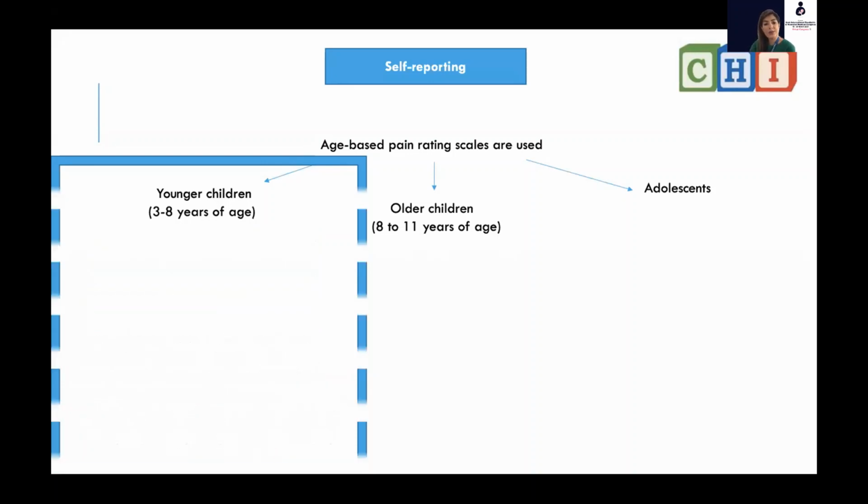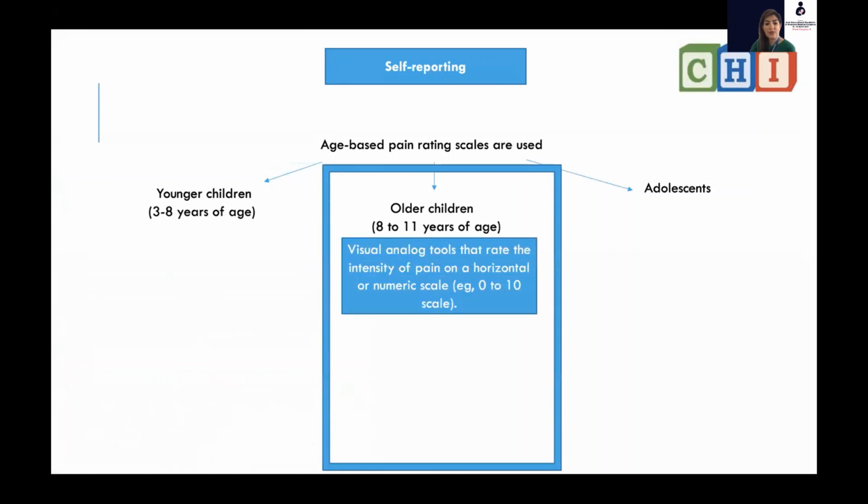For the older children, 8 to 11, we use the numeric scales, 0 to 10. It's easy. Tell me to describe your pain. How do you scale it from 0 to 10? If it is 8, then it's moderate severe. If it is 0, then no pain. 10 is the worst possible.